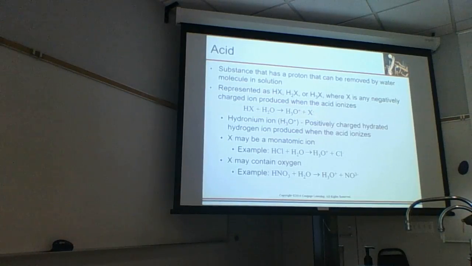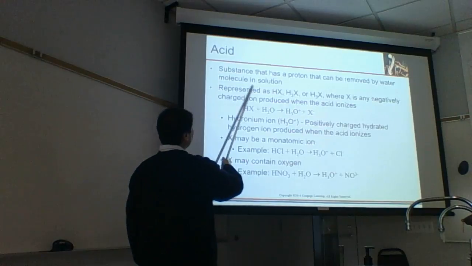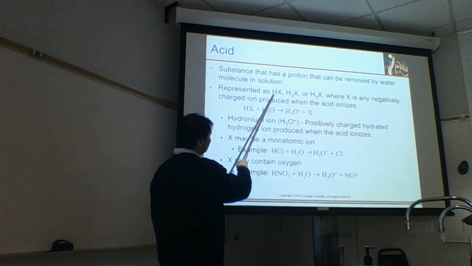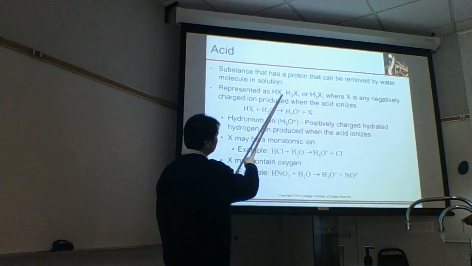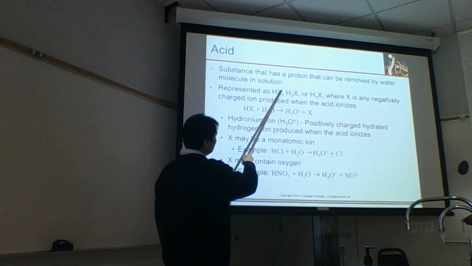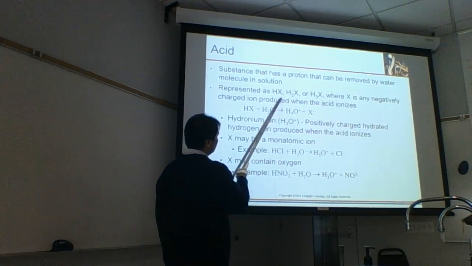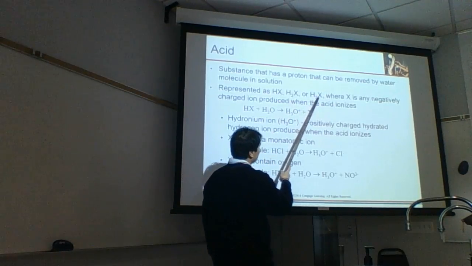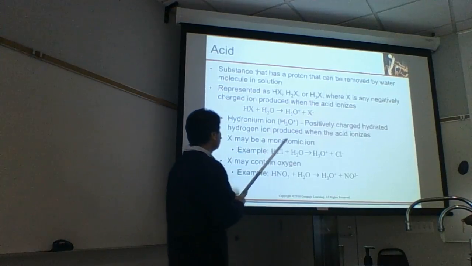Acids. You know, acids are a substance that has a proton that can be removed by water, or it can be removed by bases. They're represented like this: HX or HA, where I represented A as an anion. This X is the anion here. So HX is what we call a monoprotic acid. H2X is diprotic. H3X is triprotic. So HX would be like HCl. H2X would be like H2SO4. H3X would be like H3PO4. X is any negatively charged ion.